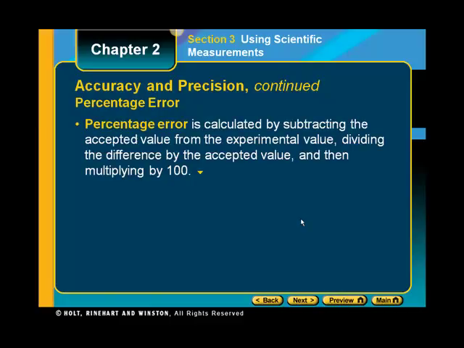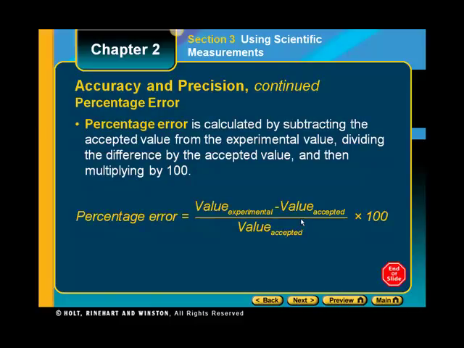One last thing to consider is something called percent error. This is a nice, easy, simple formula. You take whatever you get in the lab, your experimental value that you measure, you subtract the accepted from that, and you divide by the accepted, and you multiply by 100, and that'll give you a percentage.